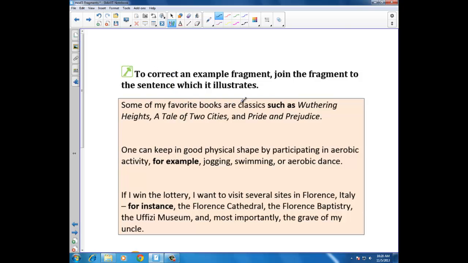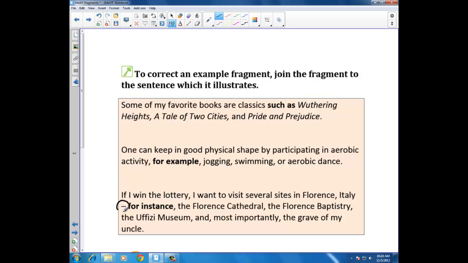join the fragment to the sentence which it illustrates. Some of my favorite books are classics, such as Wuthering Heights, A Tale of Two Cities, and Pride and Prejudice. One can keep in good physical shape by participating in aerobic activity, for example, jogging, swimming, or aerobic dance. If I win the lottery, I want to visit several sites in Florence, Italy. For instance, the Florence Cathedral, the Florence Baptistry, the Uffizi Museum, and most importantly, the grave of my uncle.